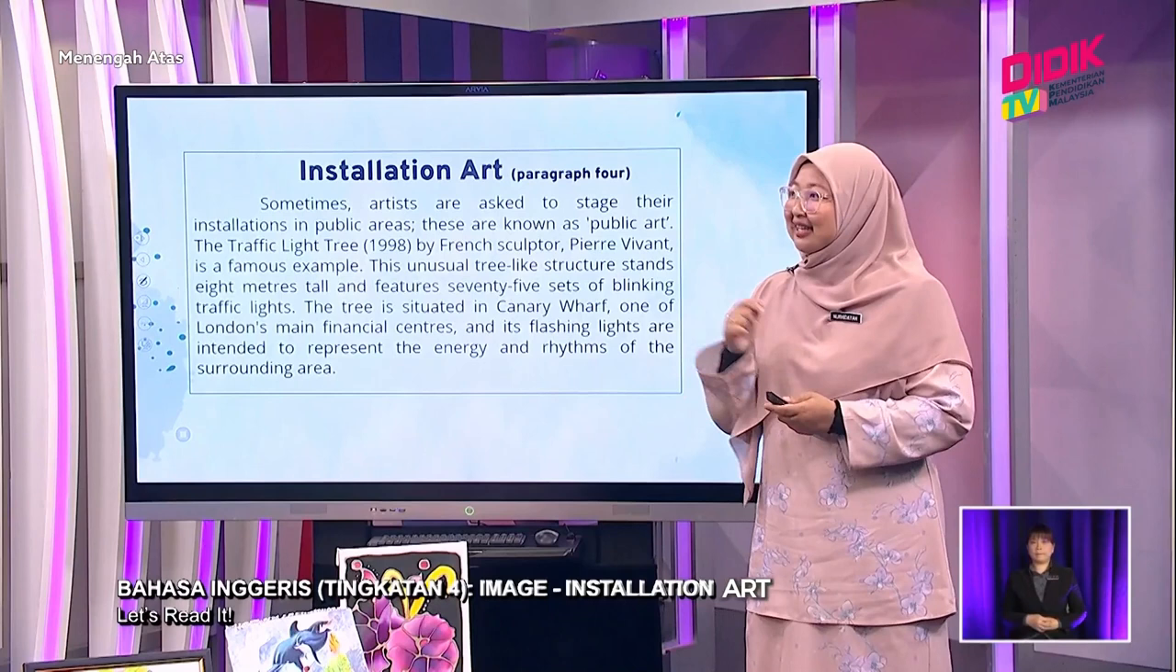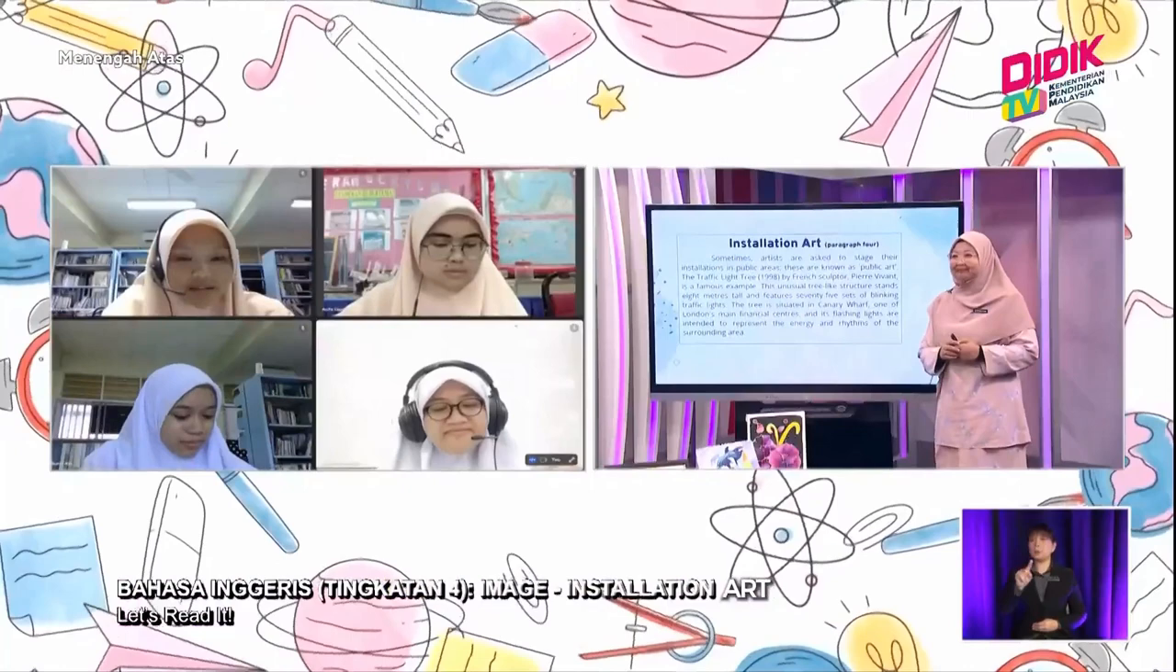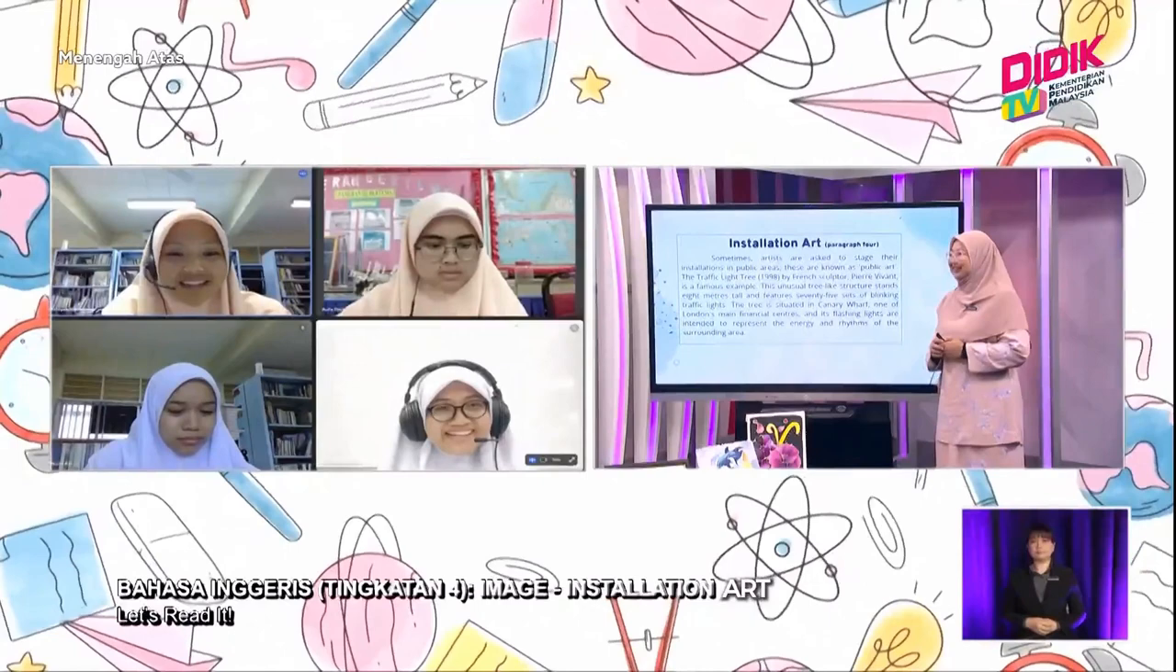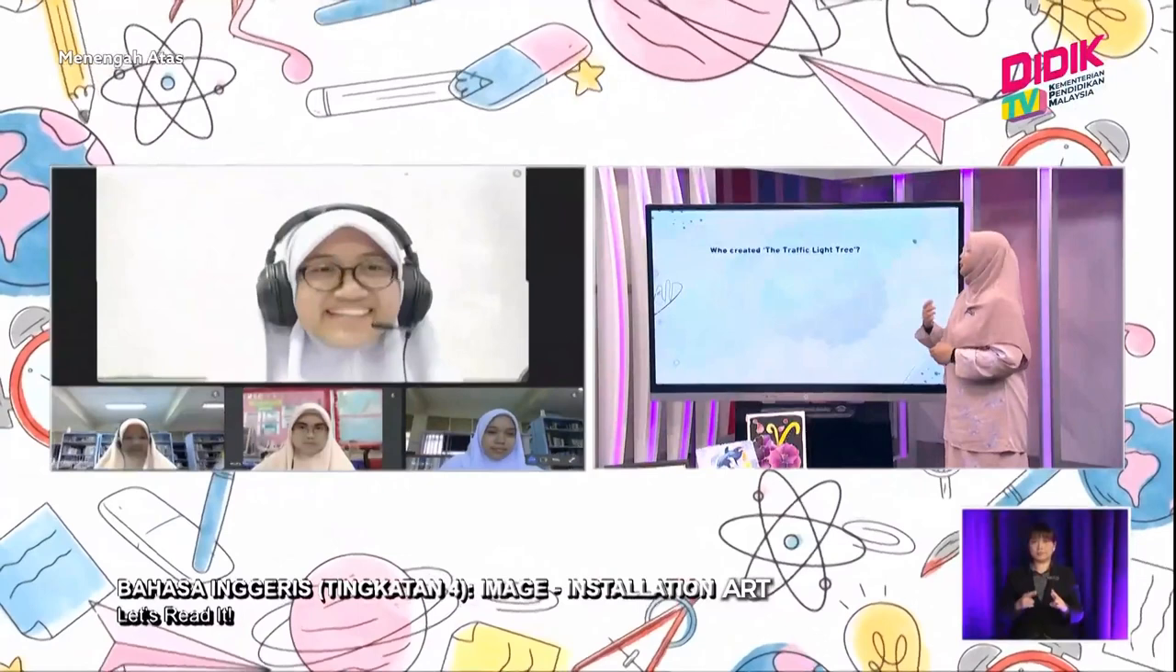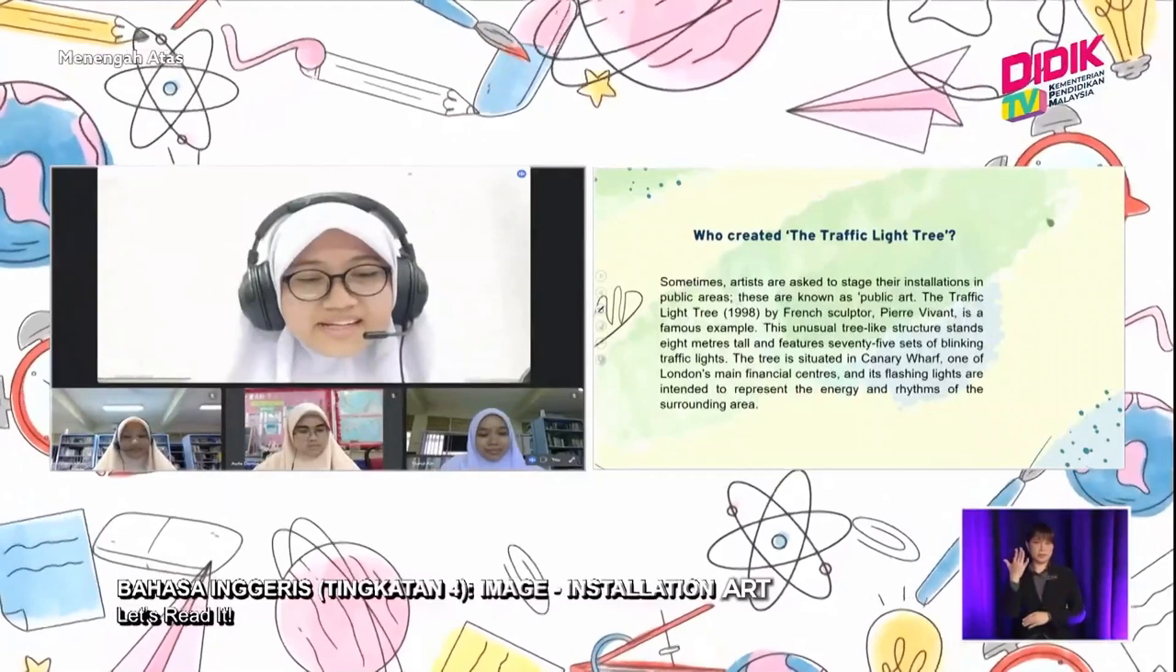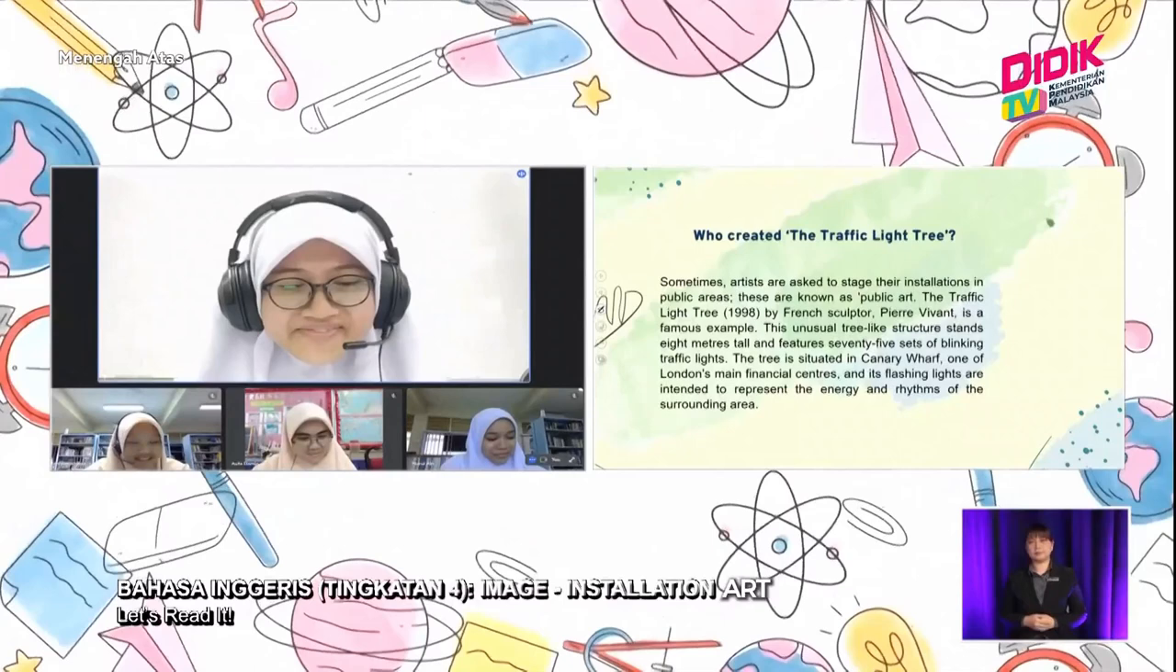Congratulations. Alright. And Atiya, who should answer your question? The next question. I think it is Aini Shahira. Okay, Aini Shahira. So, are you ready? Who created the Traffic Light Tree? Wow, very fast. It was created by French sculptor named Pierre Vivien.